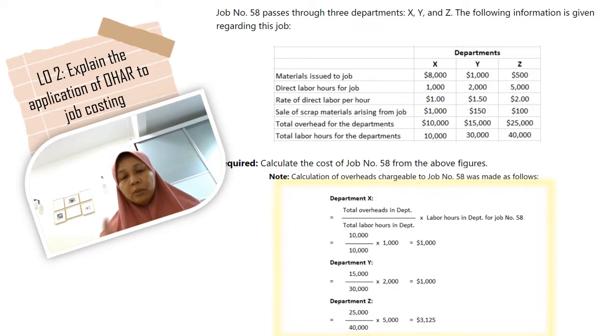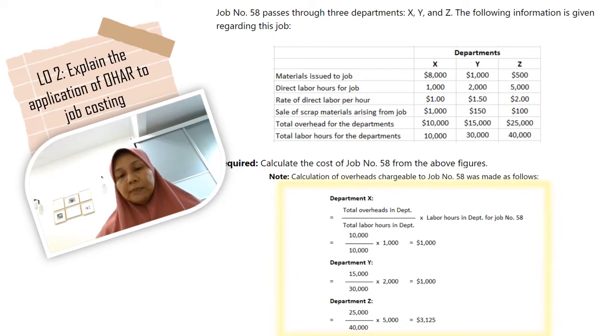So as we can see in the yellow box, for department X, basically we take the total overhead for department X and we divide with the basis of the overhead in department X. In this example, the basis for overhead for department X is total labor hours. And then, to show the cost absorbed to the job, we multiply the overhead absorption rate that we derived from the previous formula with the labor hours in the respective department for that particular job.